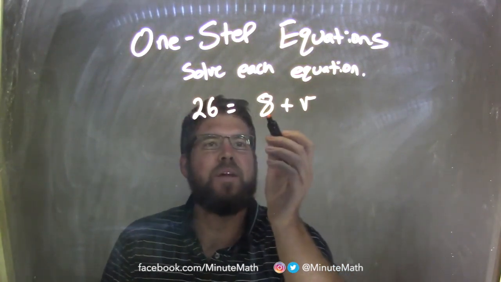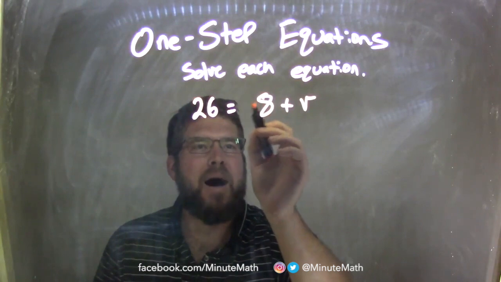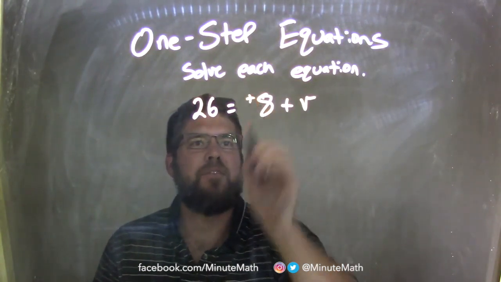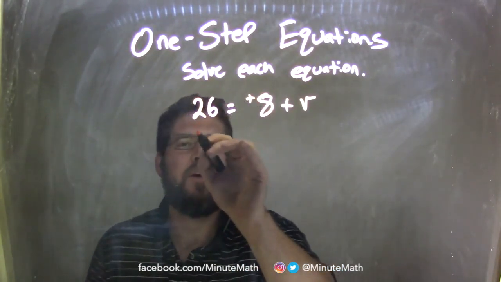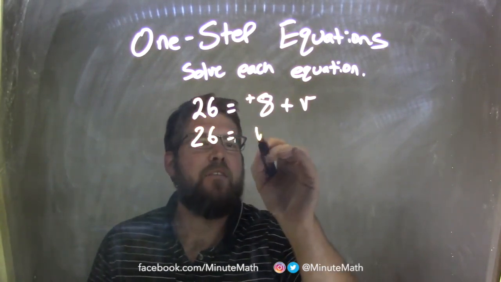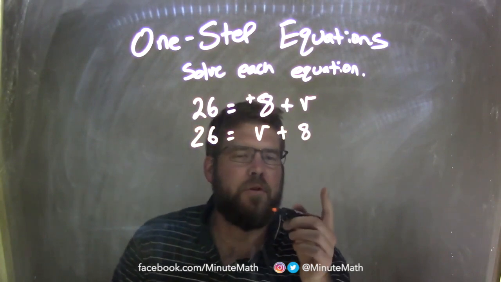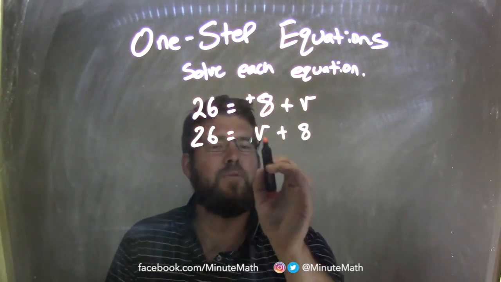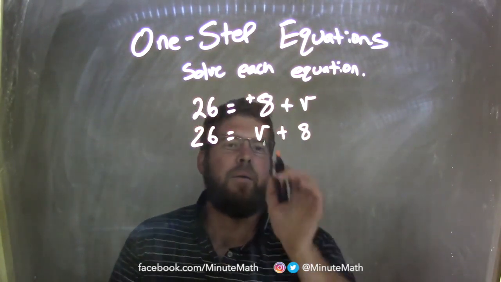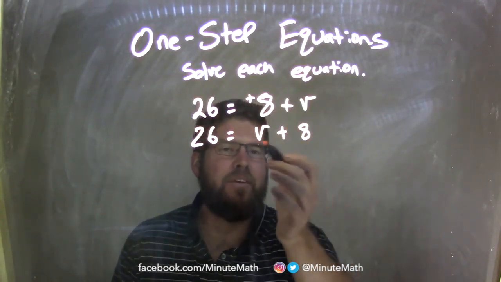And there's addition between the 8 and the v, and more importantly, a positive 8 that's going on right there. Now, you can see it more clearly if I move it to be 26 equals v plus 8, and that might be easier to see. You normally don't have to do that, but I use the commutative property to rearrange v and 8. I'm allowed to do that because the commutative property says I'm allowed to.